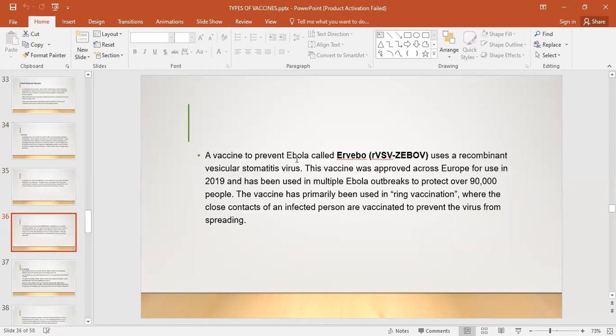A vaccine to prevent Ebola called Ervebo uses a recombinant vesicular stomatitis virus. This vaccine was approved across Europe for use in 2019 and has been used in multiple Ebola outbreaks to protect over 90,000 people. The vaccine has primarily been used in ring vaccination, where the close contacts of an infected person are vaccinated to prevent the virus from spreading.